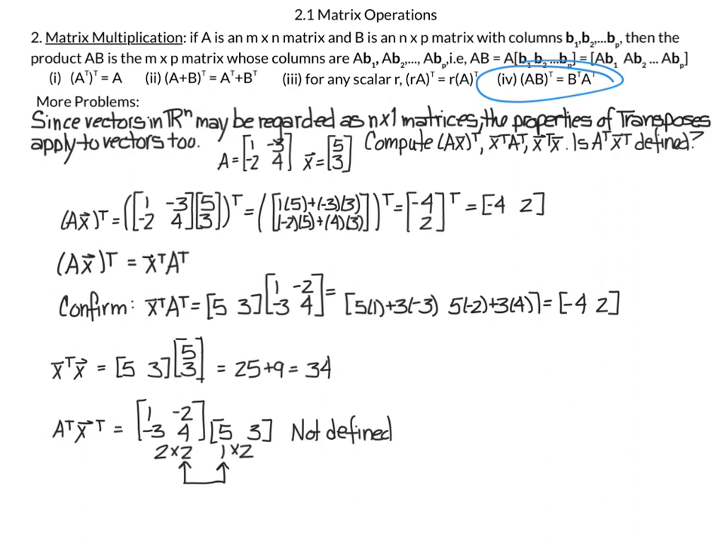So for A transpose, we take the first row, 1, negative 3, and that becomes the first column. The second row, negative 2, 4, becomes the second column. And then X transpose, which is equal to 5, 3. Here, this is a 2 by 2, and this is one row, two columns, so these don't match. If you try to do the row times column, the 1 times 5, then the 2 has nothing to multiply, so this is not defined. And as I said, that was sort of a giveaway, but anyway, now you know why.